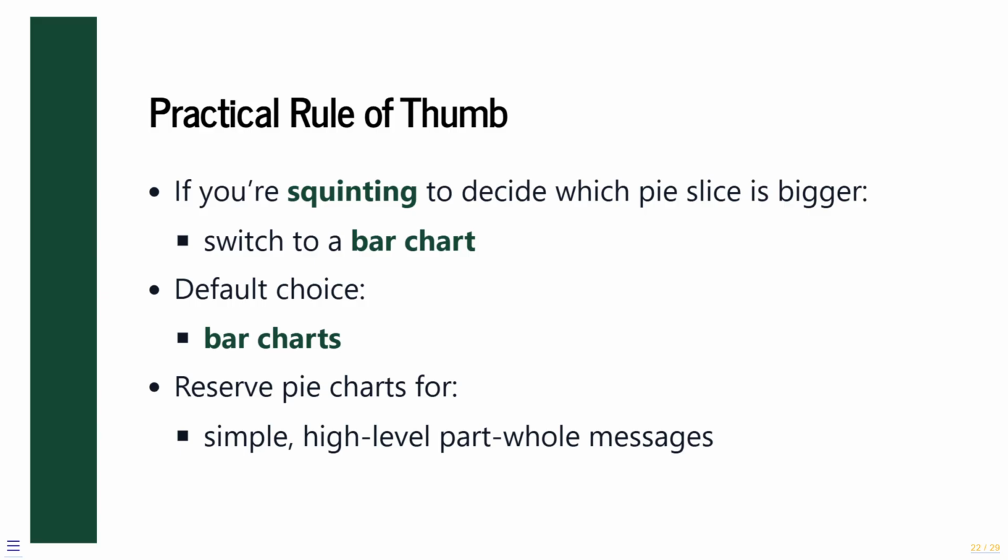Because humans are far better at judging lengths than angles or areas, bar charts almost always provide clearer and more accurate comparisons. In practice, bar charts should be your default choice, with pie charts reserved for simple, high-level part-of-a-whole messages.